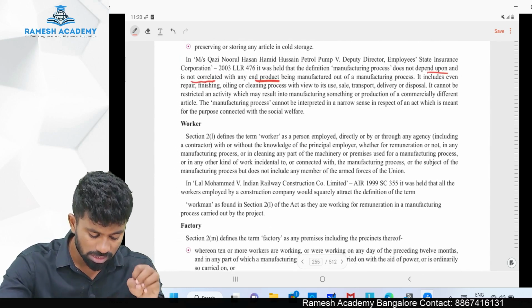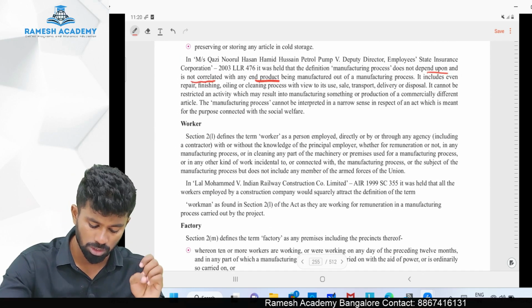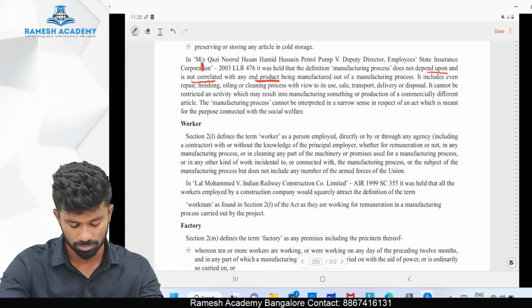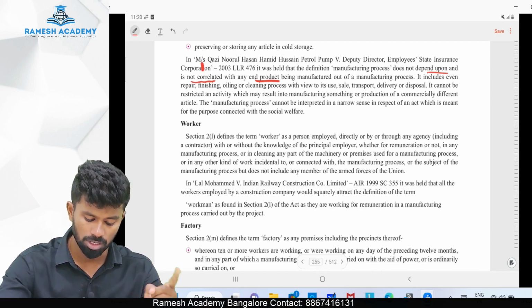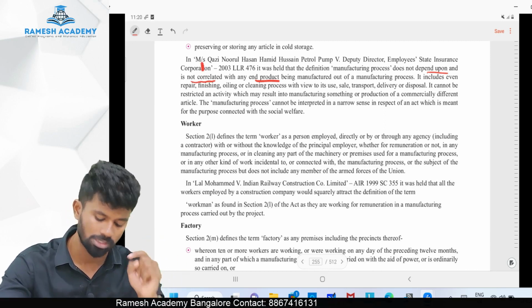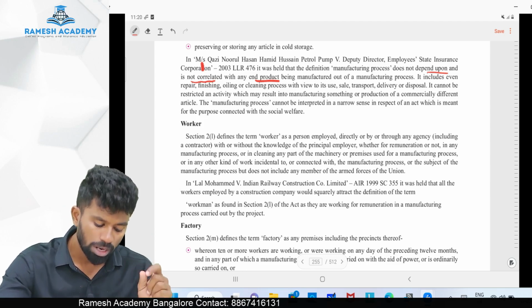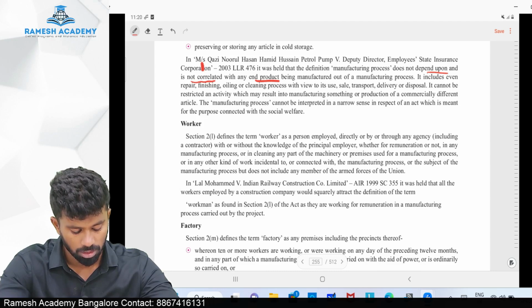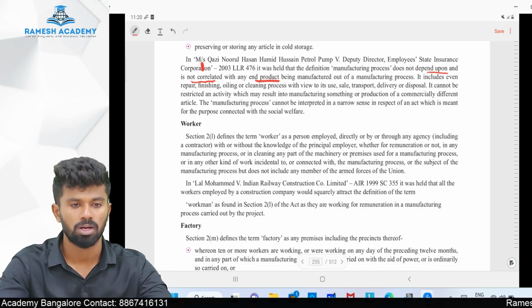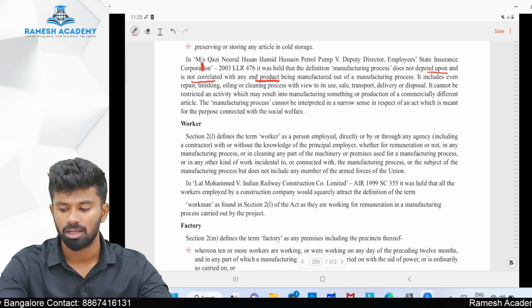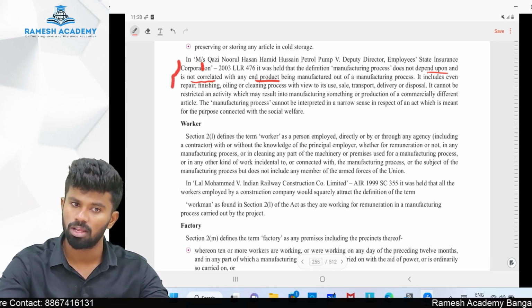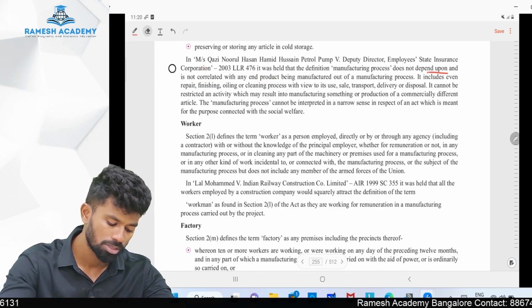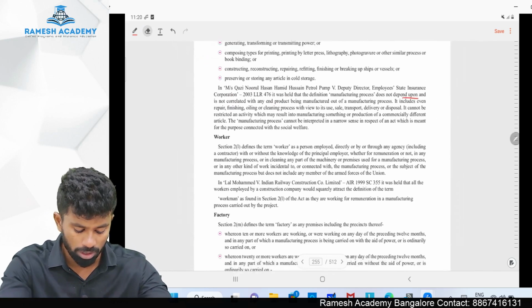It can't be restricted to an activity which may result in manufacturing something or production of a commercially different article. A manufacturing process cannot be interpreted in a narrow sense in respect of an act which is meant for a purpose connected with social welfare. So any process involved in printing, changing, modeling or oiling, all these are considered as what? Considered as manufacturing process.